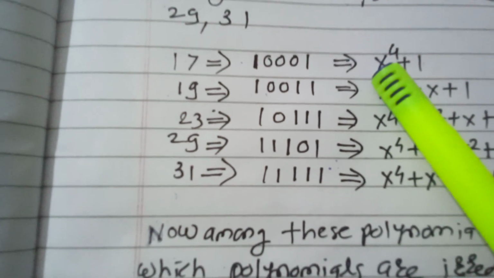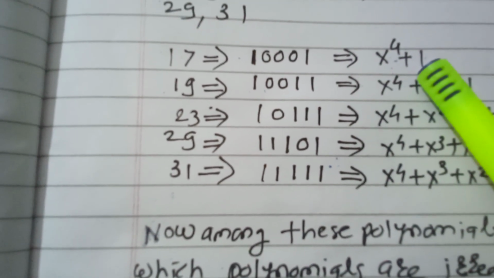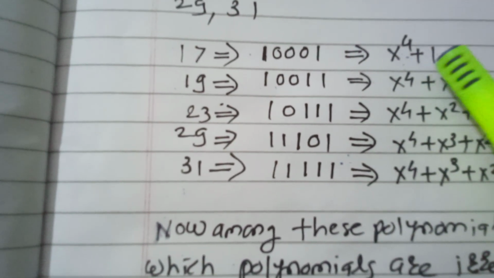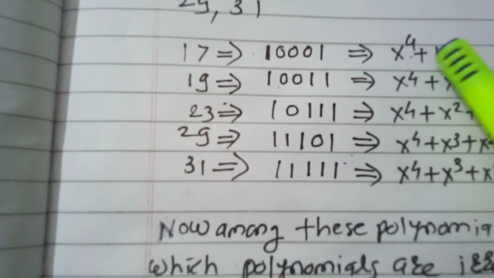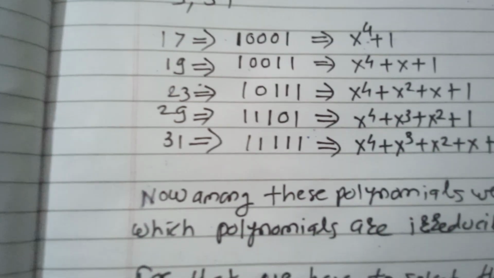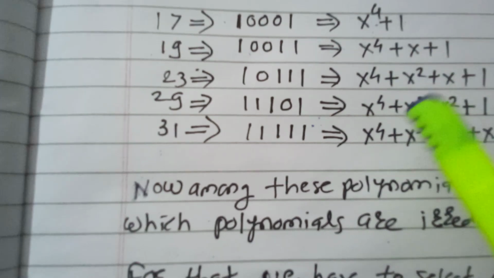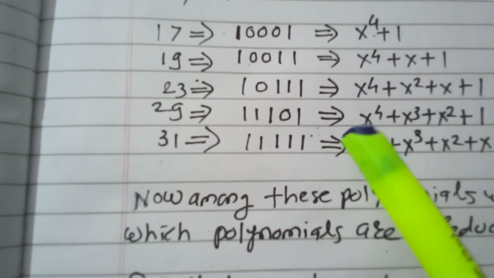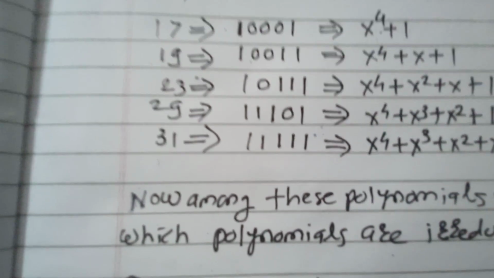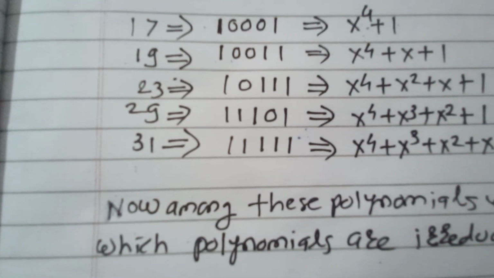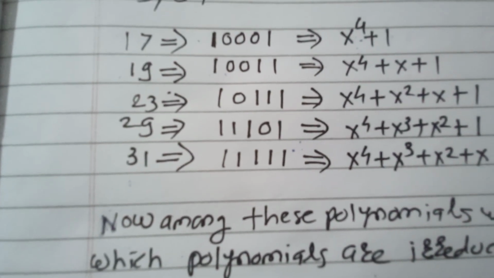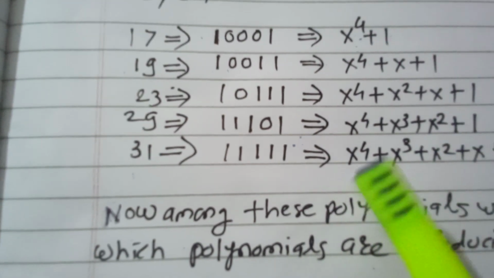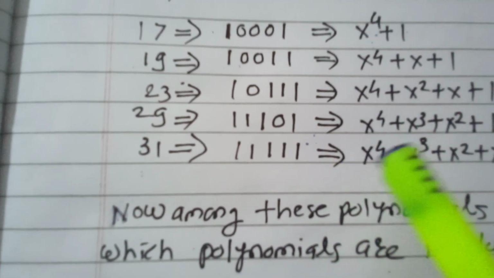Take this one, x4 plus 1. If you put 0, you will get 1, so 0 is not a root. If you put 1 here, then 1 plus 1 is 0, so 1 is a root. So it is not irreducible. The trick is that if there are an odd number of ones, you are going to get the XOR operation equal to 1. If there are an even number of ones, then you will get XOR equal to 0. The same trick we are going to use here.